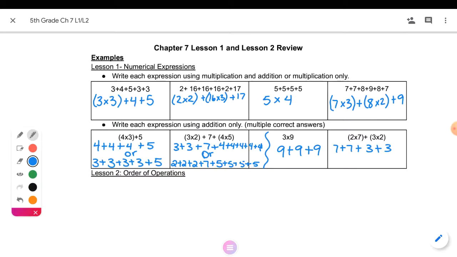Elise, go ahead. 2 plus 2 plus 2 plus 2 plus 2 plus 2 plus 2 plus 2 plus 3 plus, wait, no, plus 2 plus 2 plus 2. Yeah, so it would be lots of 2s because it would be 7 2s and then 3 more 2s, so it's actually 10 2s. Okay? What's 2 10 times? 20. What's 7 plus 3 plus 7 plus 3? 20. Okay, so it all should have the same value.